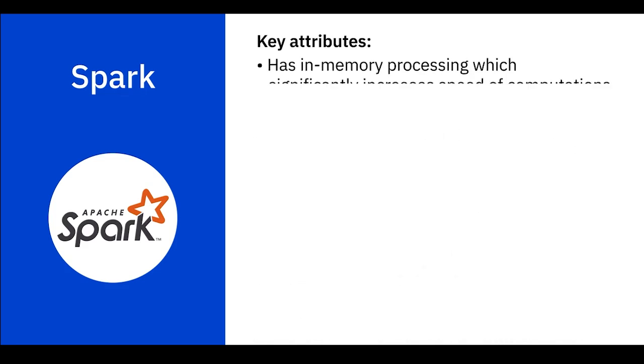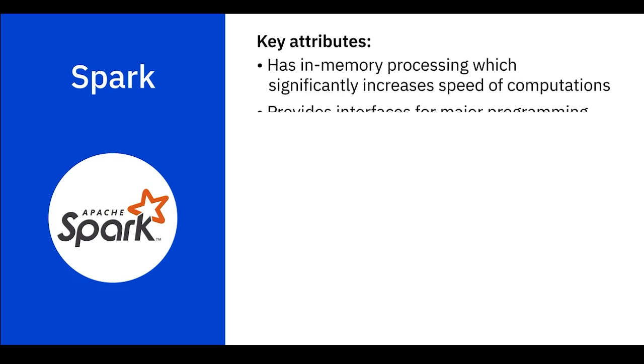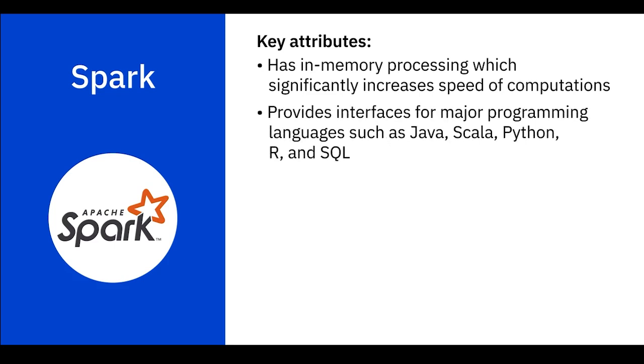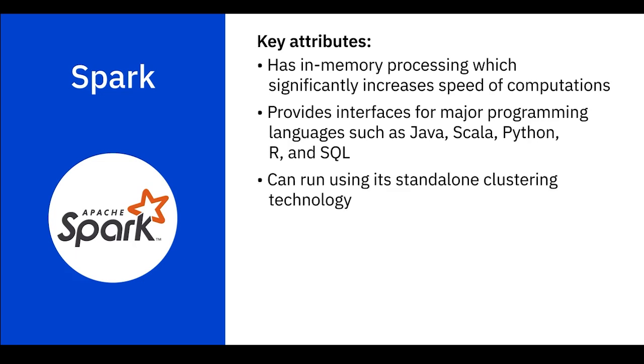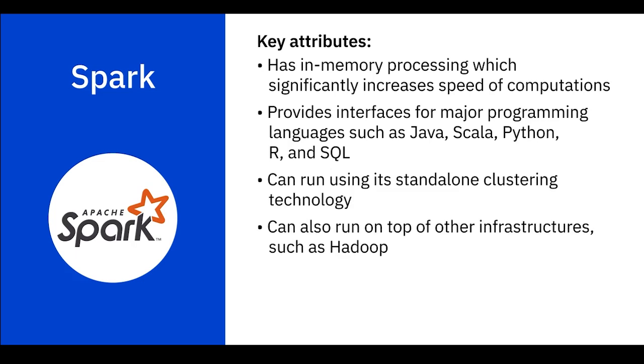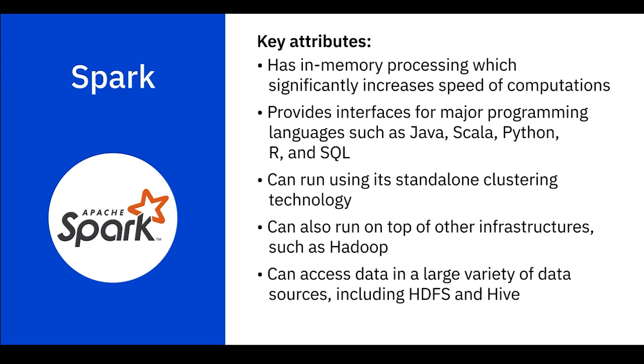It takes advantage of in-memory processing to significantly increase the speed of computations, spilling to disk only when memory is constrained. Spark has interfaces for major programming languages, such as Java, Scala, Python, R, and SQL. It can run using its standalone clustering technology, as well as on top of other infrastructures such as Hadoop. And it can access data in a large variety of data sources, including HDFS and Hive, making it highly versatile. The ability to process streaming data fast and perform complex analytics in real time is the key use case for Apache Spark.